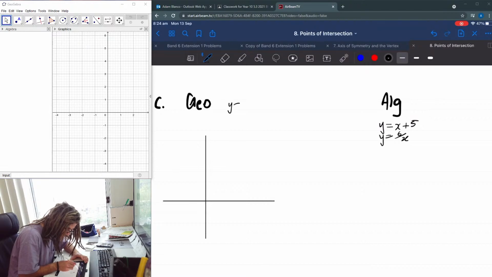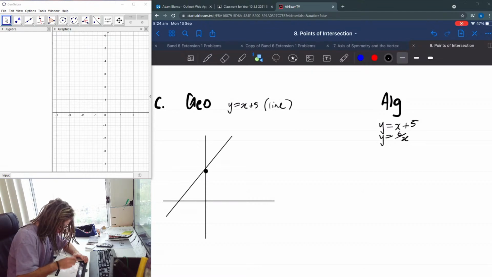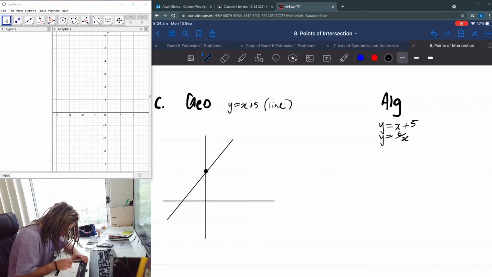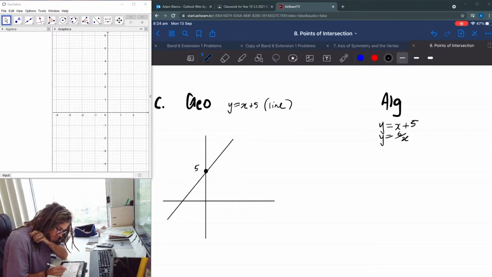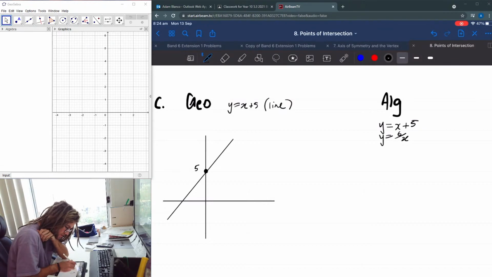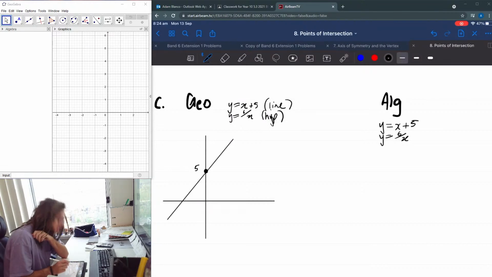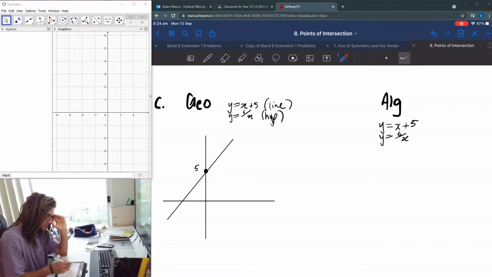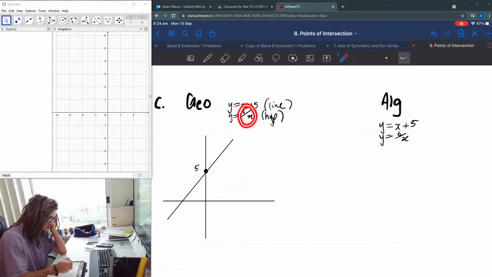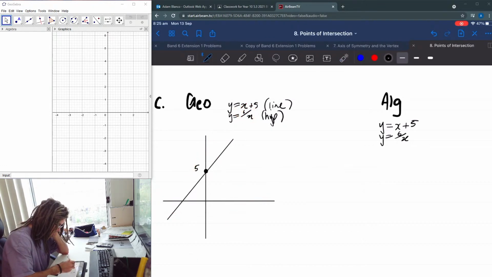So y equals x plus 5, that's obviously a line, and looks like that. And that y-intercept is 5. And then I've got this thing over here, 6 on x. So that's an exponential. Just kidding, it's a hyperbola. And a hyperbola looks like one of those things where it's like this or like this, and because they're both positive, it is in these quadrants. If that was a negative, it'd be over here. So I'm just going to quickly draw that and that.